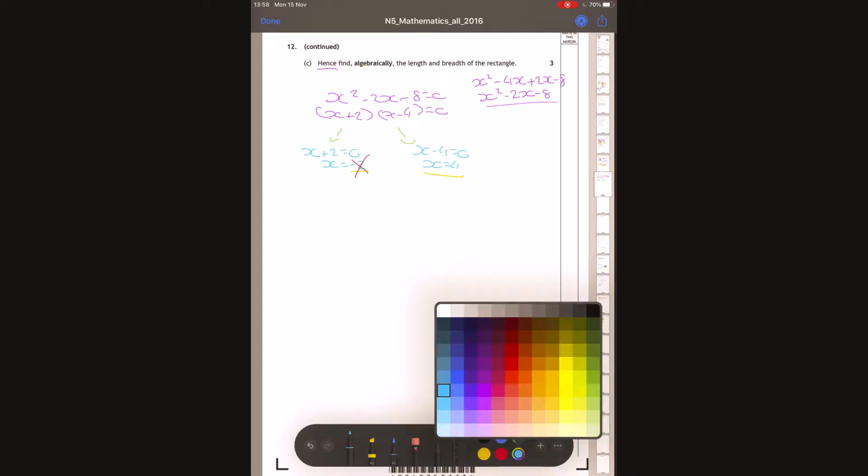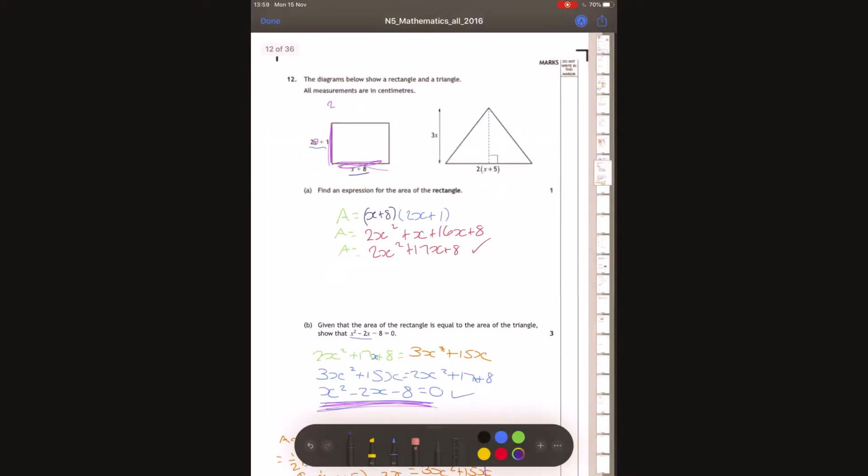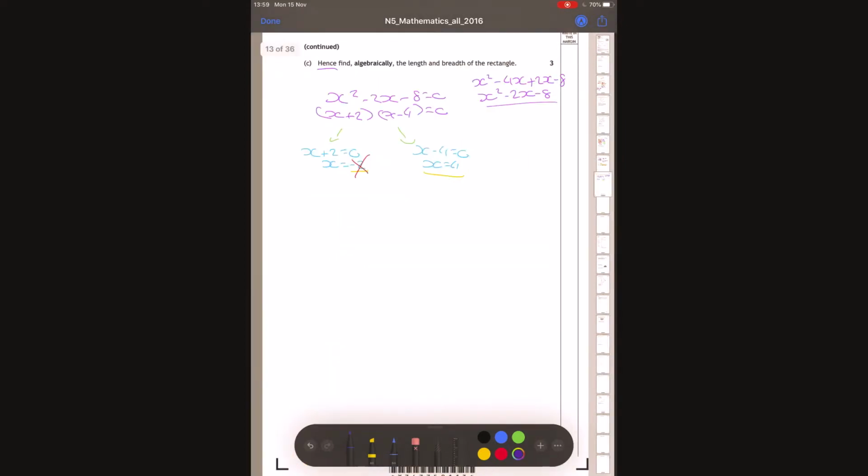So, now that we know that x is equal to 4, the final step in this is we're going to go and solve for the length and the breadth. So, length is equal to x plus 8, and then breadth is equal to 2x plus 1. So, length is equal to x plus 8. Right, let's write when x is equal to 4. Then, length is equal to 4 plus 8. Length is equal to 12.